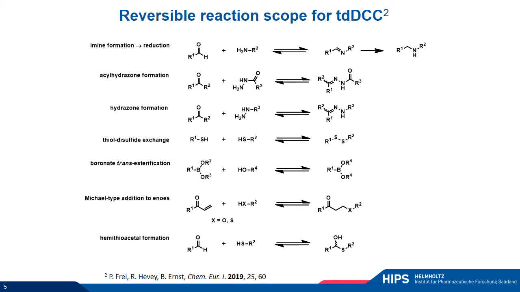Compared to the activity-directed synthesis approach presented by Professor Nelson, only a limited number of reversible reactions have been used so far in target-directed DCC experiments, out of which imine formation, acylhydrazone, and hydrazone formation are widely used, followed by thiol-disulfide exchange, boronate transesterification, Michael-type addition to enones, and in some cases, hemithioacetal formation as well.